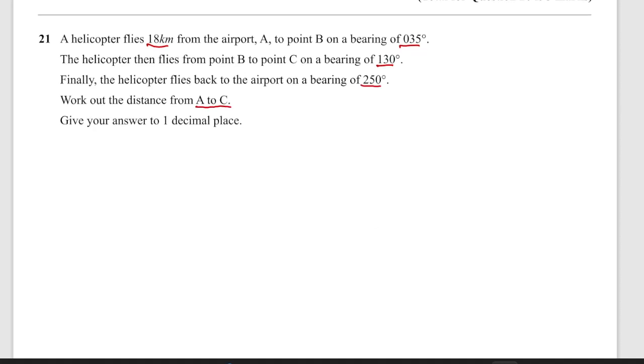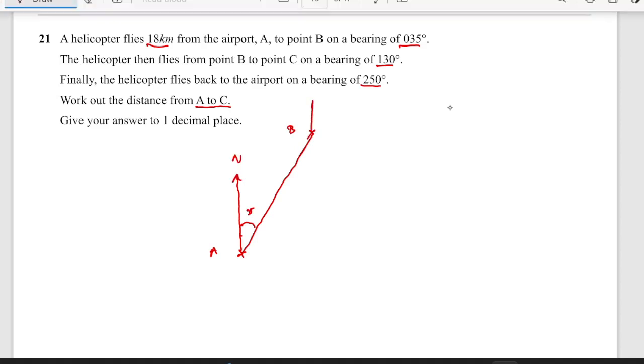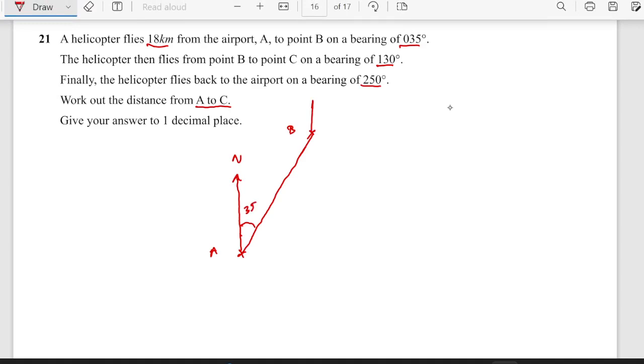So I'm going to draw a very rough sketch to help me with this. We've got point A, and we're travelling on a bearing of 035, so that's kind of that angle, 35 degrees. It then arrives at B, and that length there is 18. It then flies on a bearing of 130, so 130 is very roughly that kind of angle.